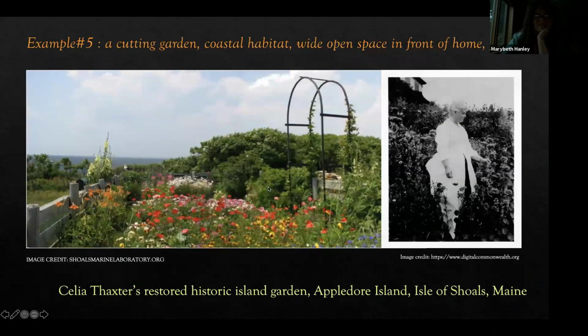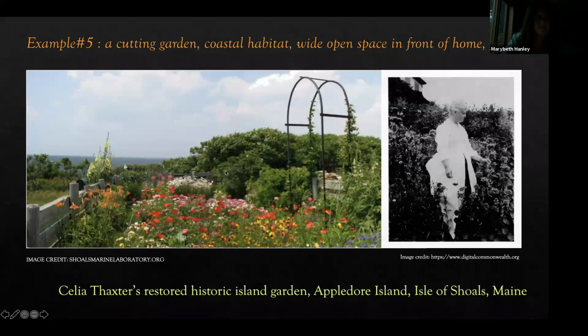And this last example, I was looking at this slide and it actually reminded me of the Finger Lakes. I could almost see myself being in one of the pastures, overlooking the lake. But this is an example of a historic garden off the coast of Maine. This was Celia Thaxter's island garden on Appledore Island off the Isles of Shoals in Maine. And Celia Thaxter was a poet. Her father owned a hotel out on the island.